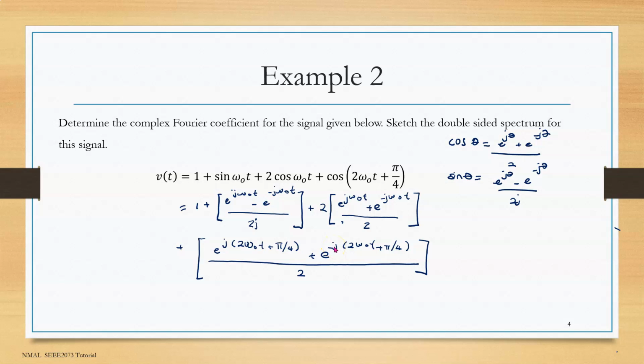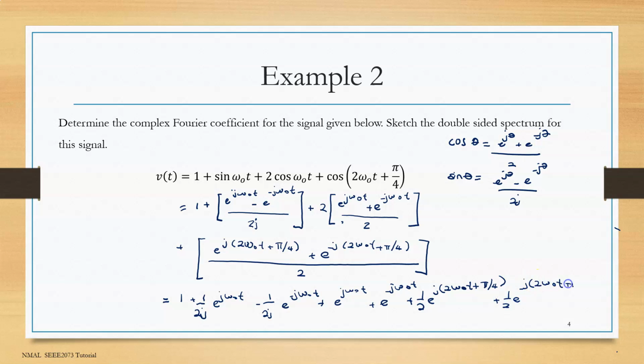From here you simplify the equation to become 1 plus 1 over 2j exponent j omega naught t for this part, and then minus 1 over 2j exponent negative j omega naught t, plus by 2 is 1, so it becomes exponent j omega naught t plus exponent negative j omega naught t, plus 1 over 2 exponent j(2 omega naught t plus pi over 4), plus 1 over 2 exponent negative j(2 omega naught t plus pi over 4). So it becomes like this.